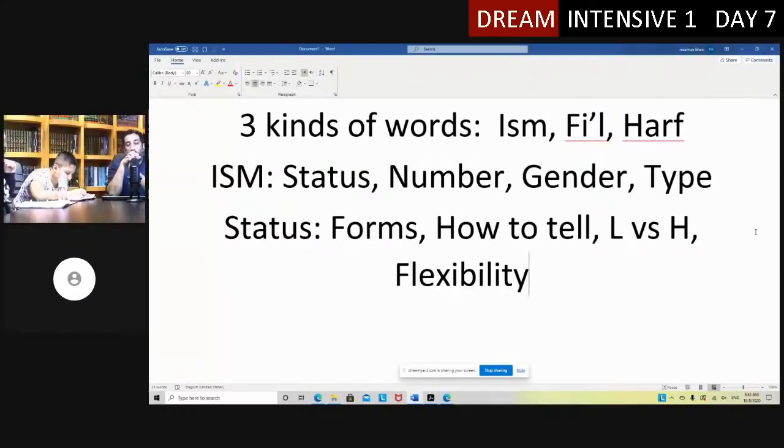So what are the forms of status? The forms of status are rafa, nasab, and jar. Rafa is used for doer. Nasab is for details. And then jar is the word that comes after of.